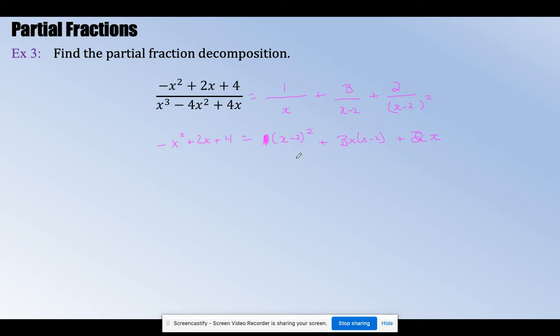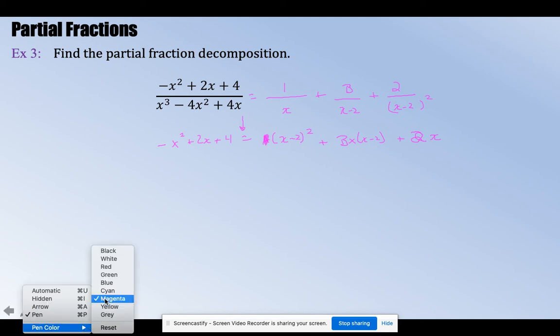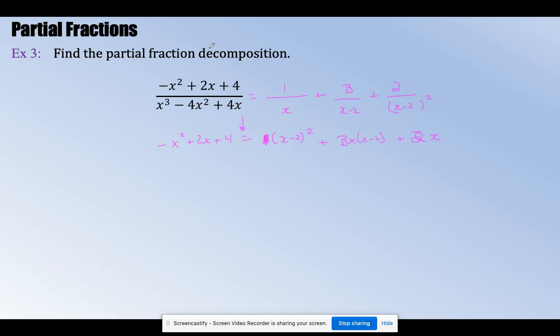Now, I have one equation and two unknowns. Believe in the equal sign. I need you to see what's on the left: an x squared term with a negative 1 in front of it, an x to the first term with a positive 2 in front of it, and then a constant positive 4. That has to be equal to this side. So let's expand this side.